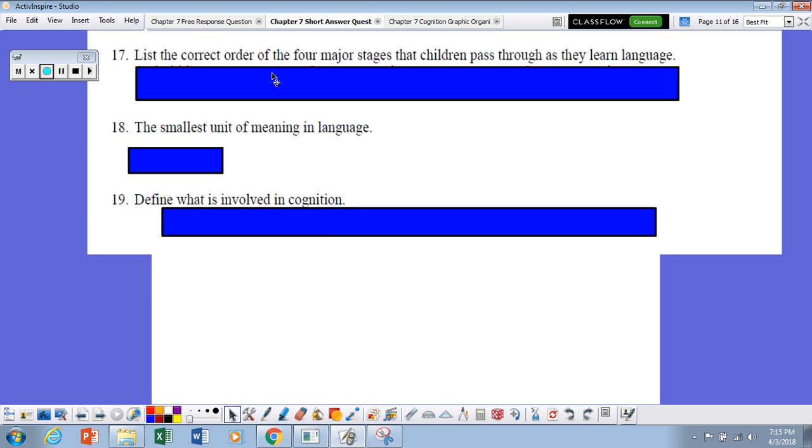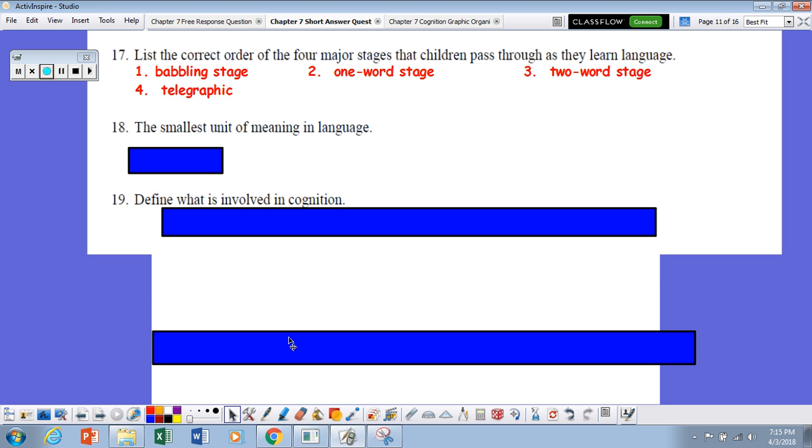Number 17 lists the correct order of the four major stages that children pass through as they learn language. And they kind of go like this. The first is the babbling stage. Second is the one-word stage. Third is the two-word stage. And finally, we have telegraphic speech. Number 18, the smallest unit of meaning in language is known as a morpheme.